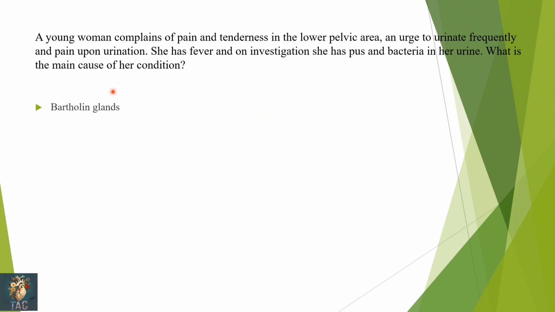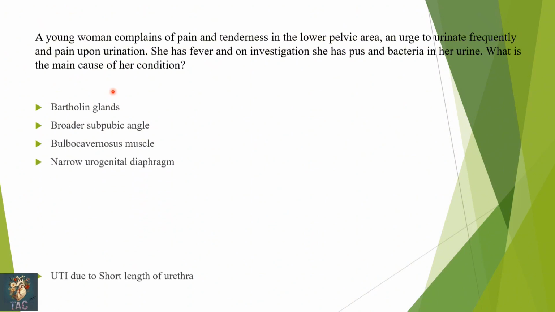The options may be Bartholin gland, broader subpubic angle, bulbocavernosus muscle, narrow urogenital diaphragm, or UTI due to short length of the urethra. So this is the most common cause of UTI in female patients, because in females the length of the urethra is very short and female patients are usually affected by UTI. This is a typical feature of the UTI: she has pain, she has temperature, she has pus and bacteria in her urine.